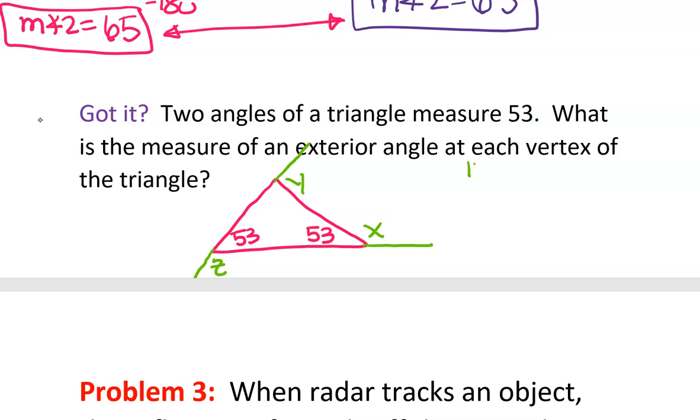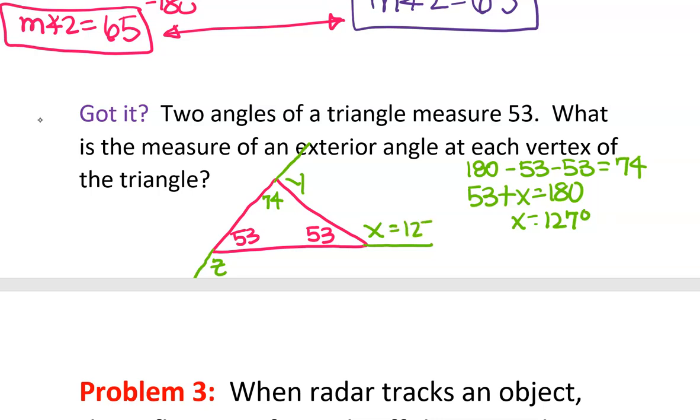So first of all, 180 minus 53 minus 53 would be that missing angle at the top, which is 74. And then 53 plus x equals 180. So x would be 180 minus 53, or 127. Okay, so this is 127. This one is also 127 because it's the same angle. And 180 minus 74 is 106.